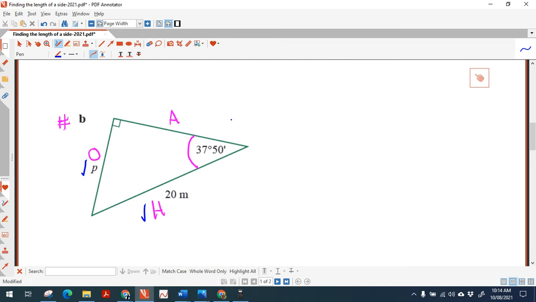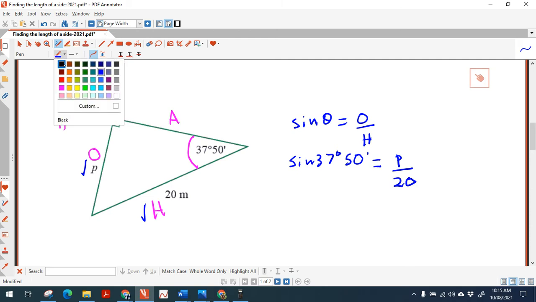Step 3 is to write an equation. So that means we're going to write down the formula for the sine ratio. And then you replace all the pronumerals in that equation with the ones from the diagram. So the angle is 37 degrees 50 minutes. So you're going to write down sine 37 degrees 50 minutes equals, and the opposite side is P, and the hypotenuse is 20.